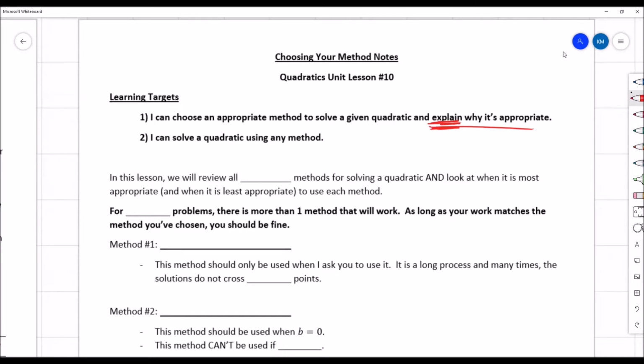Sometimes we're asked for an explanation like, hey, why did you choose this method? And people are like, oh, it's the easiest method. Okay, but why? Because it's the easiest. How? And usually that means, oh, it's the only one I know. And we're trying to get past that.